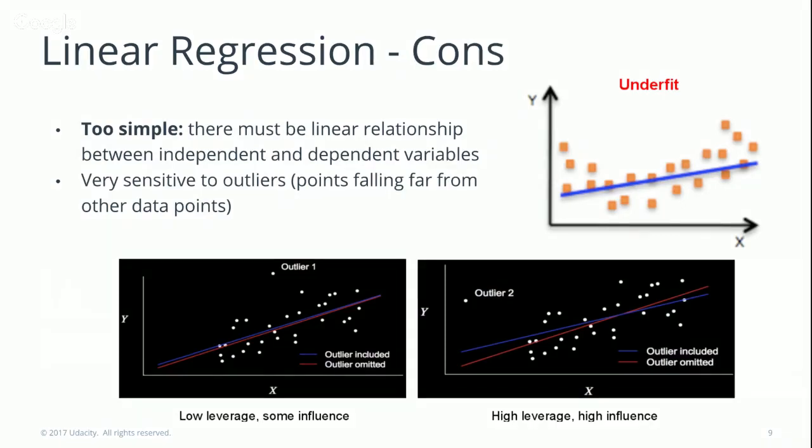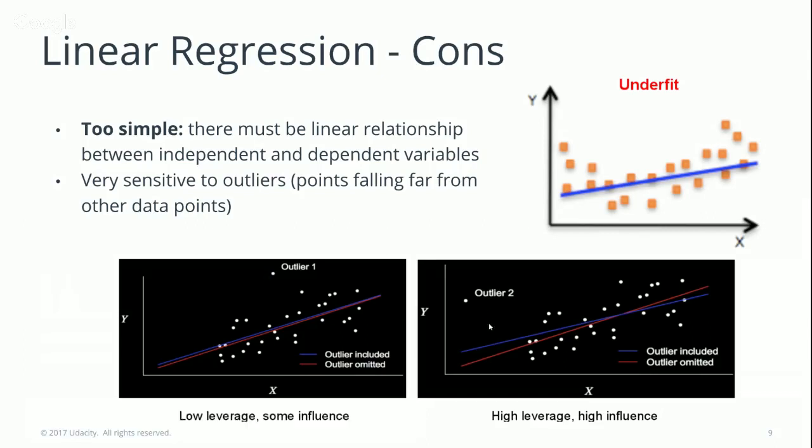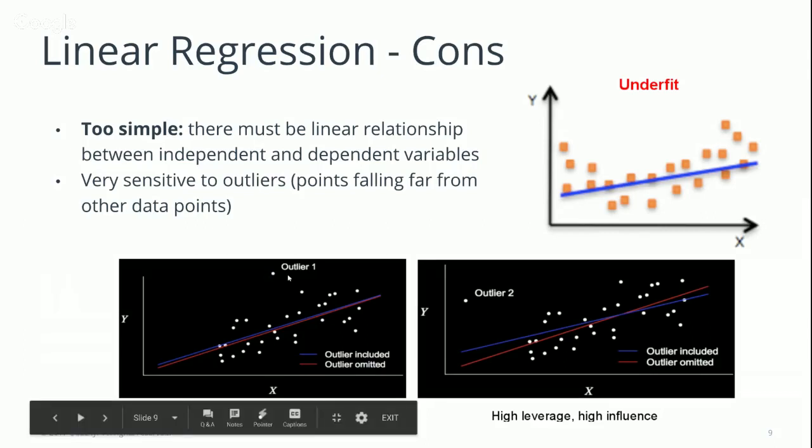The downside to linear regression, though, is that it's too simple. There must be a linear relationship between independent and dependent variables in order for it to work, and it's very sensitive to outliers. So if you take a look at the two graphs down here, the one in blue includes outliers, and the one in red omits outliers. Outliers are points that are extremely far away from the data. So in this example here, where the outlier is directly in the middle of the data, it doesn't have much effect on the resultant line.